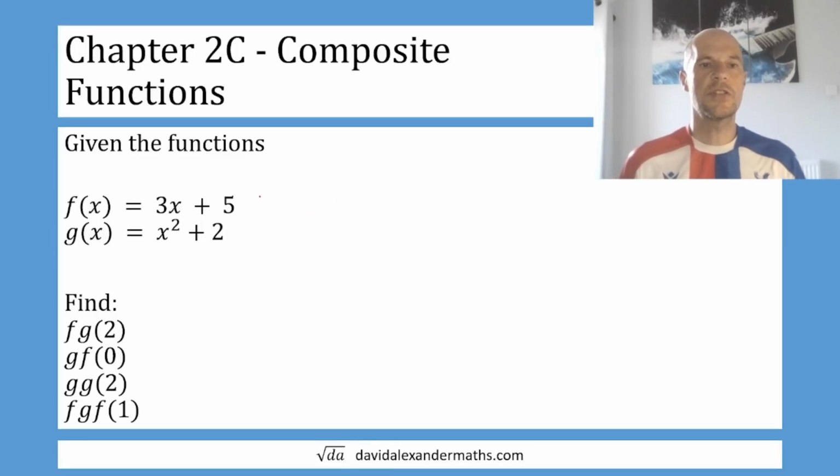Okay, so here we've got two functions and we want to find, to start with, fg of 2. So what we're doing is inputting 2 into g, and then whatever comes out of g, we're putting into f. So we're putting this value through the functions from the right going towards the left. So putting 2 through g, 2 squared is 4, 4 plus 2 is 6, and then this 6 is going through f. So that's going to be 3 times 6, which is 18, plus 5 is 23.